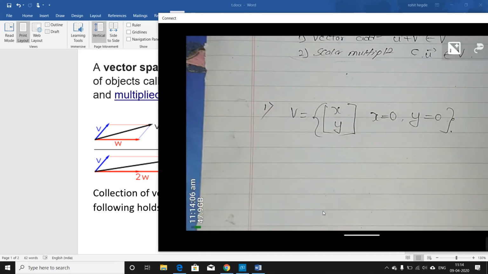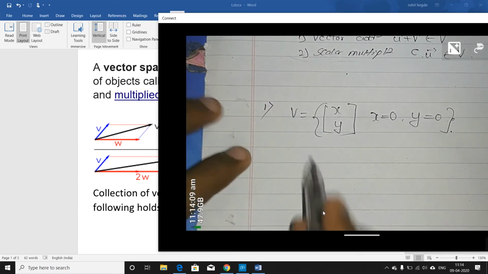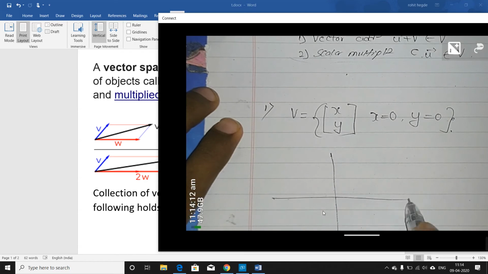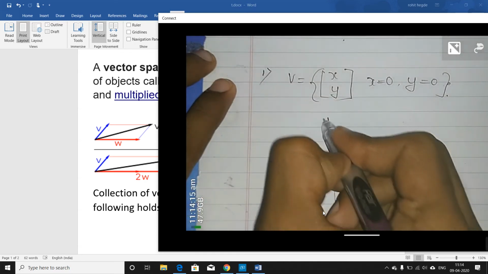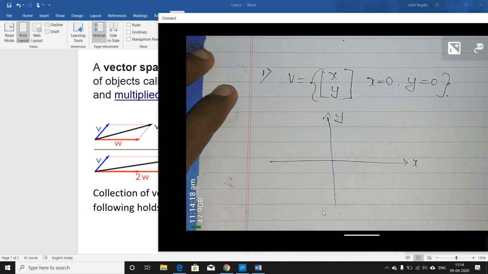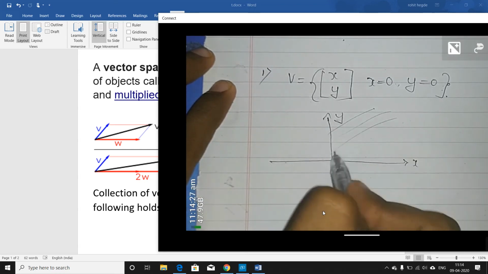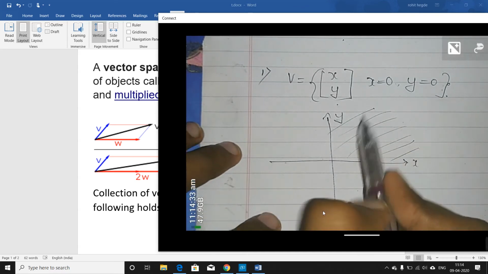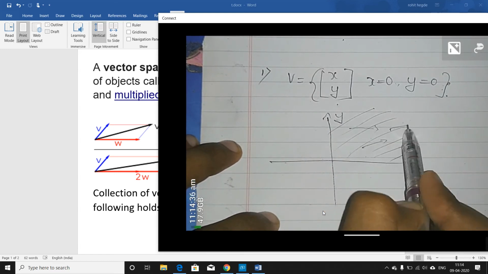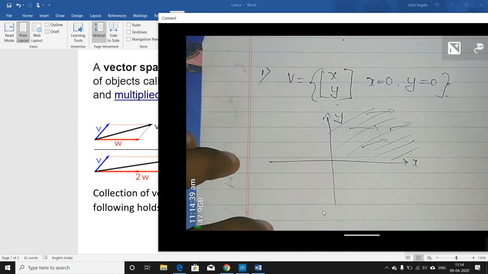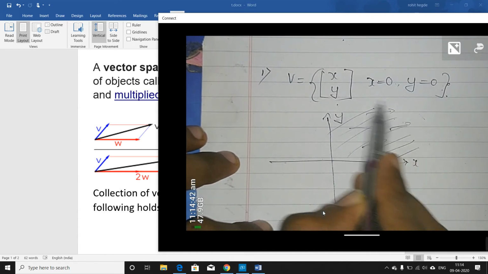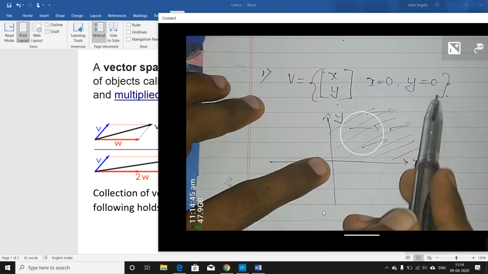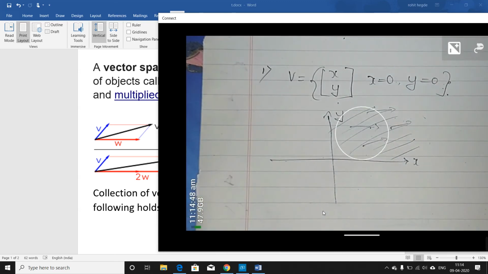The question is like this: is this a vector space? Now we will visualize. This is our x-axis and this is the y-axis. They told x ≥ 0 and y ≥ 0, which means it should be in this plane, x comma y. That means all the vectors present in this quadrant are called the vector space.